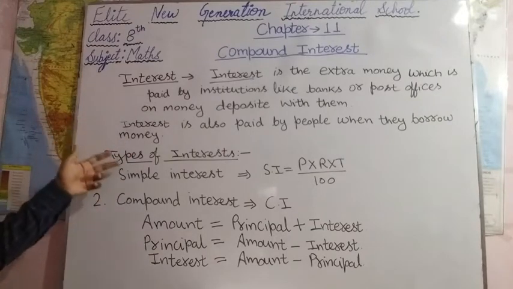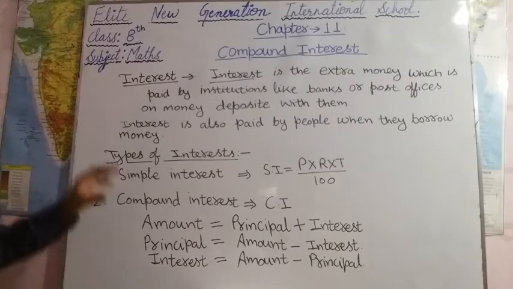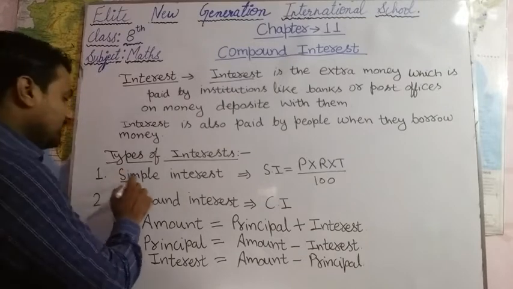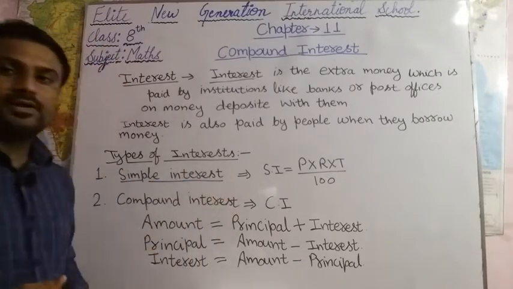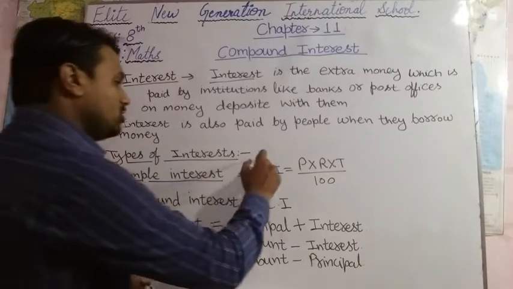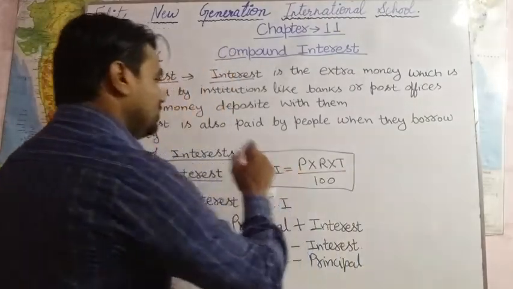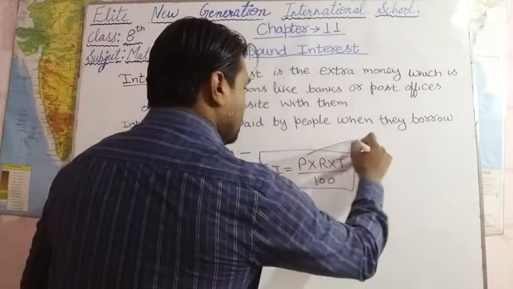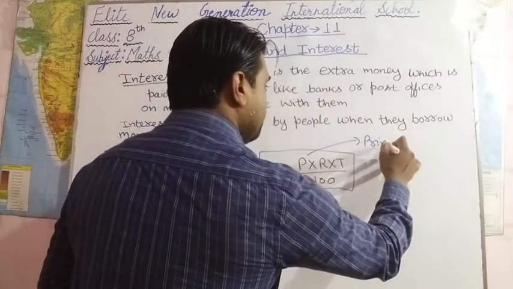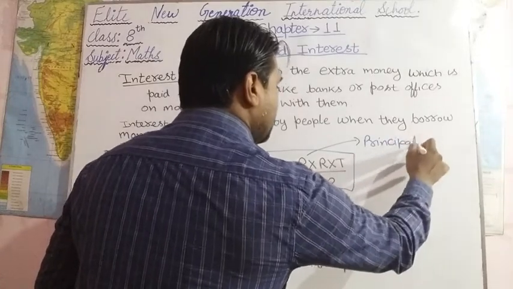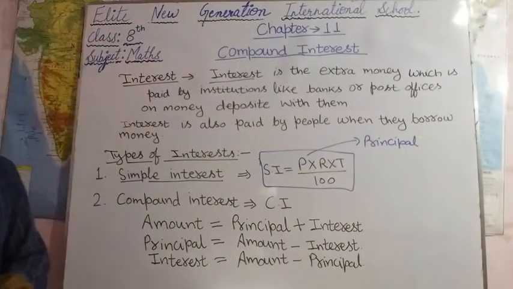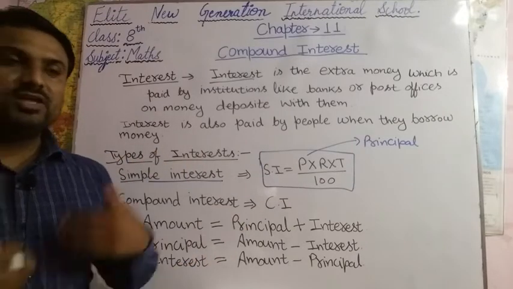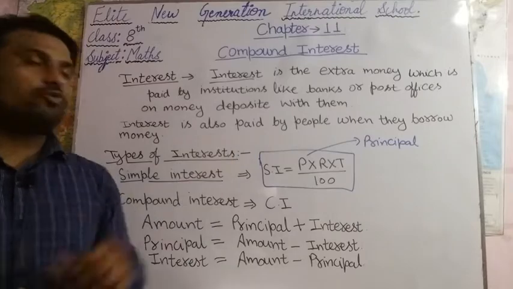So basically interest is of two types. One is simple interest and second is compound interest. Simple interest you have studied in class 7th, and its formula was SI equals P into R into T upon 100. Here P is principal. Principal is the money which is borrowed or taken. It is the money which we give to someone or which we take from anyone.